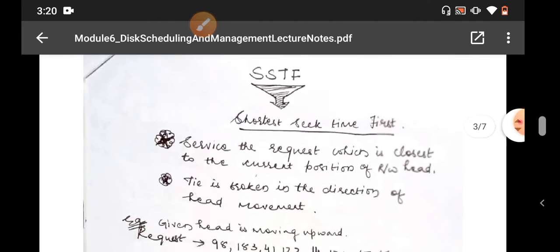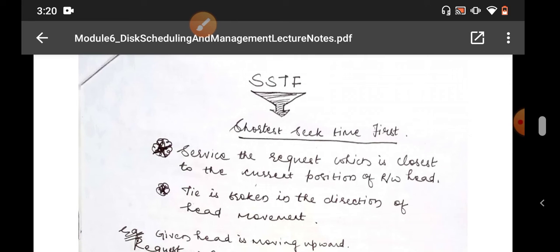Let's look at one other algorithm. Knowing the disadvantages of FCFS, we now move on to shortest seek time first. We saw that in FCFS, no matter if the head is very near to a location which has to be accessed, it will go and serve the request which has come first.